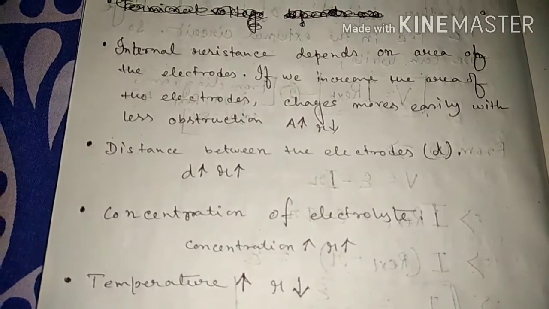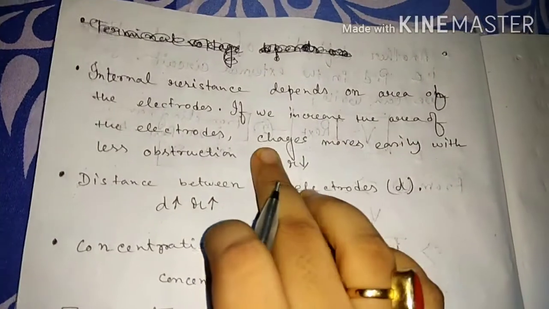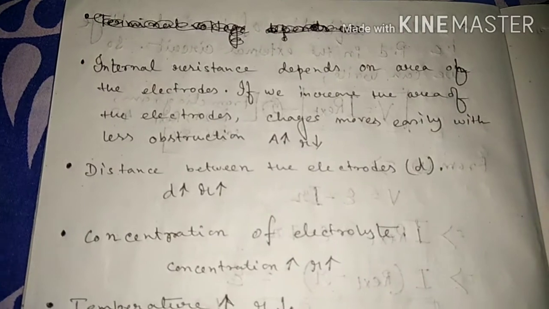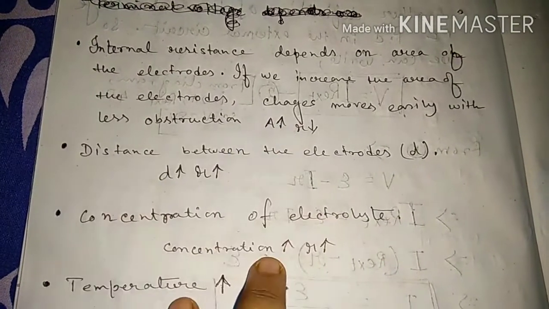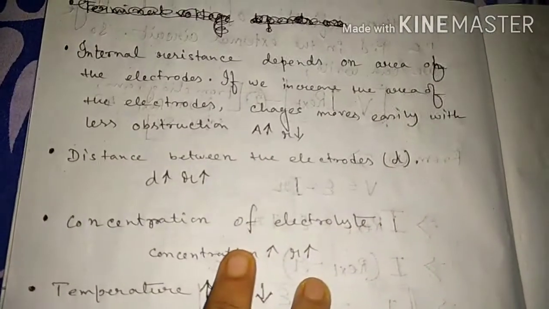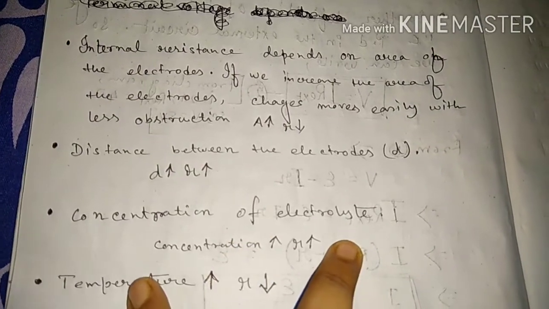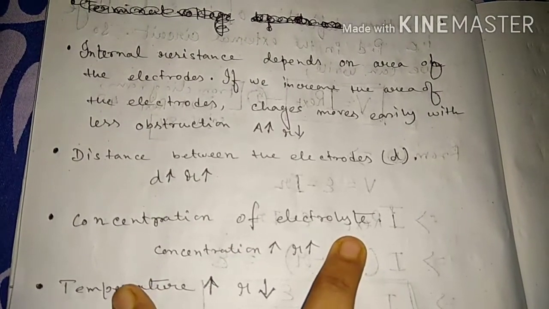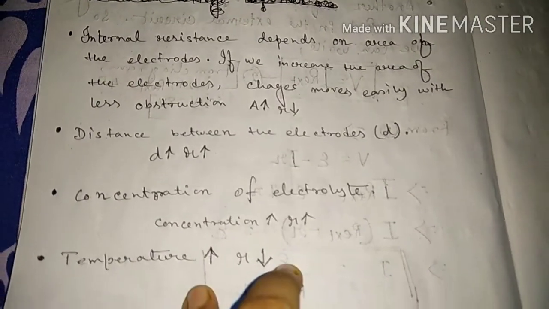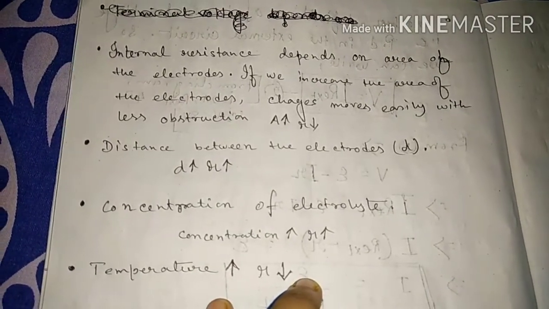So the charges move easily with less obstruction. So if we increase the area, the internal resistance decreases. Second one, distance between the two electrodes. If we increase the distance, there will be more obstruction, so more collisions, and resistance will increase. If we decrease the distance between the two electrodes, internal resistance also decreases.